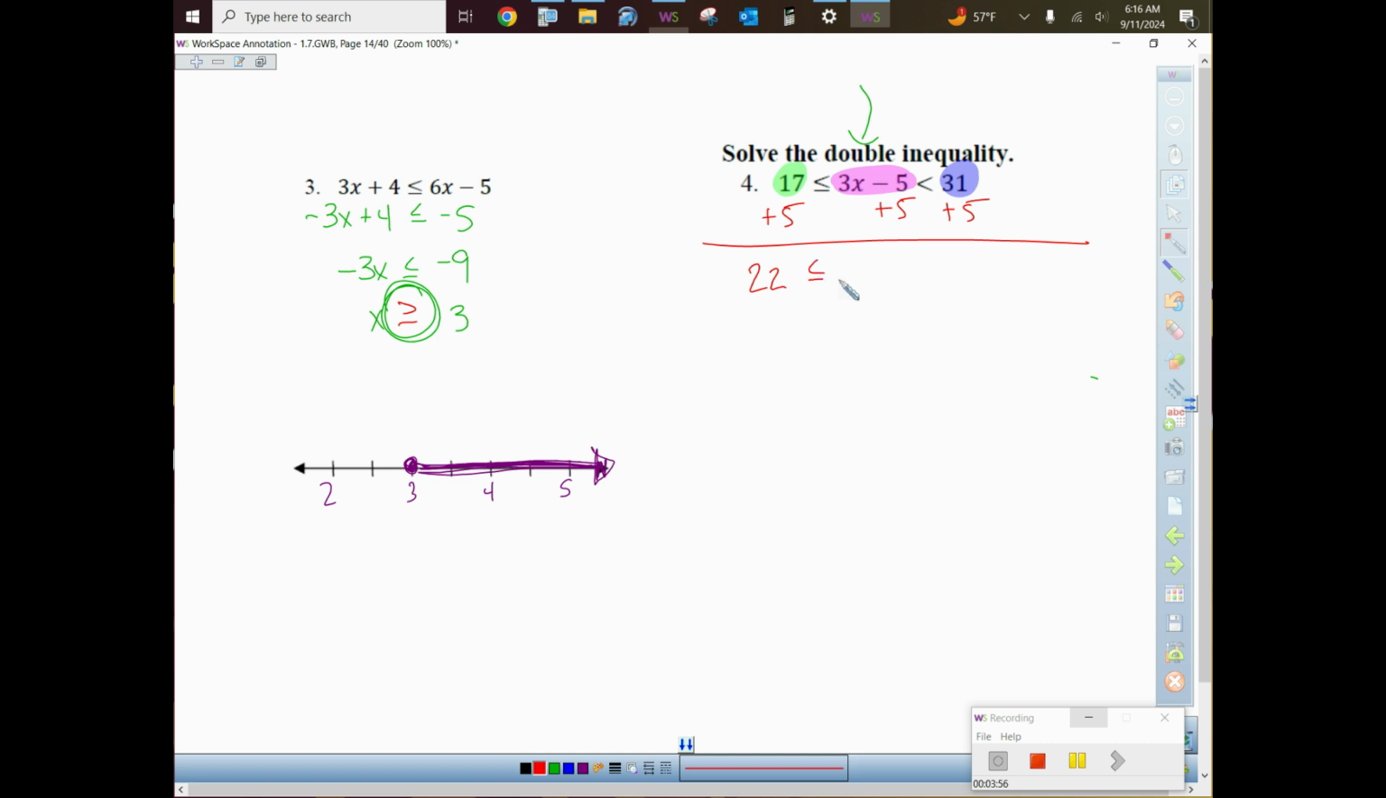The symbol doesn't switch when you add 5, and then that's a 36. And then still trying to get x all by itself, you can just divide all 3 places by 3. So this would obviously come out to be x. The symbols don't switch. That is a 12 in that case, and then this doesn't come out nice. So, but still, this is our compound inequality where you read from the middle in that case.